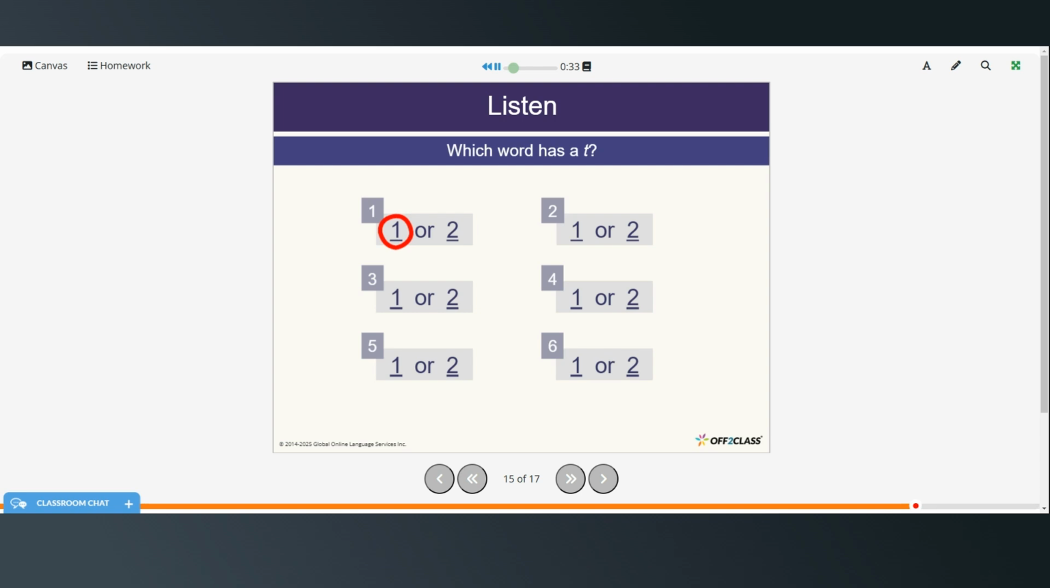Tea, key. Hit, hid. Cab, tab. Tall, call. Had, hat. Take, cake. Okay, we'll listen again. Fill in the correct answers.